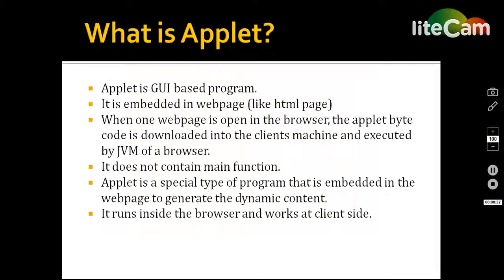It does not contain any main function. This is the main difference between an application and an applet: an application contains a main function, whereas an applet does not. An applet is a special type of program that is embedded in the web page to generate dynamic content. It runs inside the browser and works at the client side.